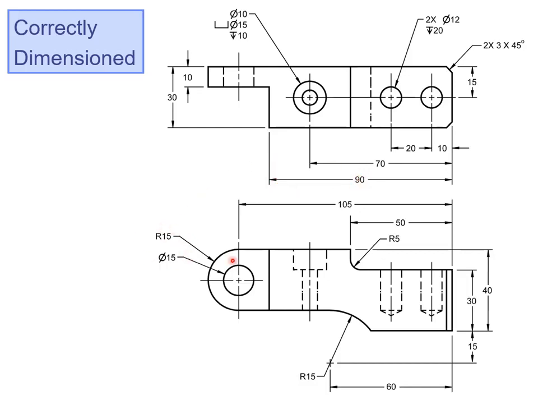And also again the arc: we dimension an arc with the radius and a circle with a diameter symbol. And we also need to locate the center of the arc. There it is. Here are the dimensions locating that center point of the arc. And I think we got them all. Next slide.